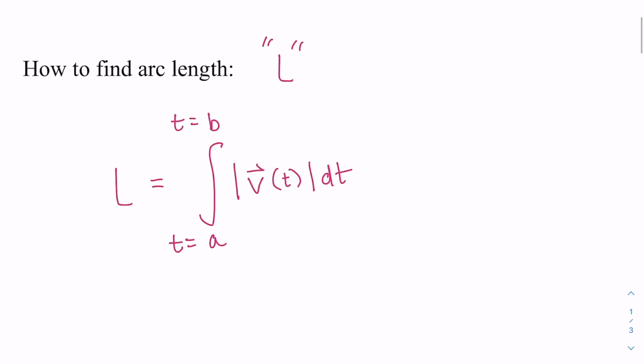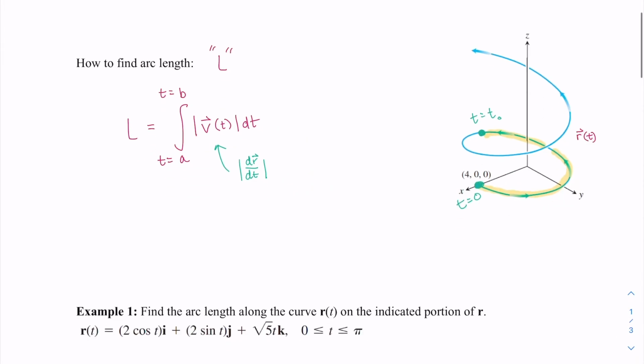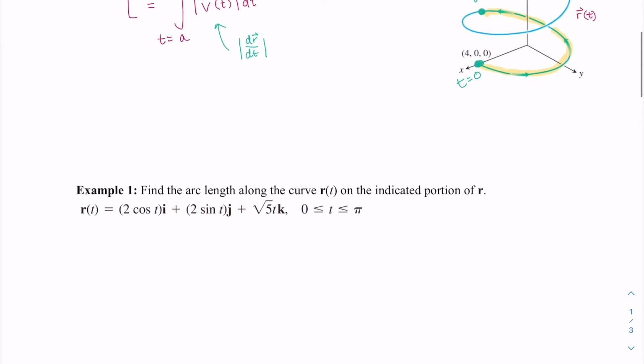Of course, this magnitude of the velocity function, that whole integrand, is just the magnitude of the first derivative of position. So that's what you plug in. Then you just evaluate that integral, and it'll give you a numeric answer for the length between 2 points along the curve r, so along this curve. So a pretty simple concept. Let's just try it out in example 1.